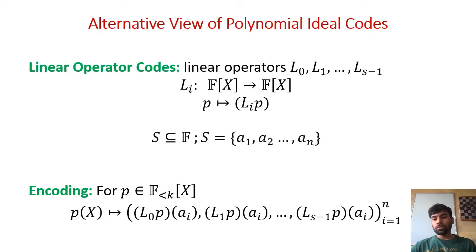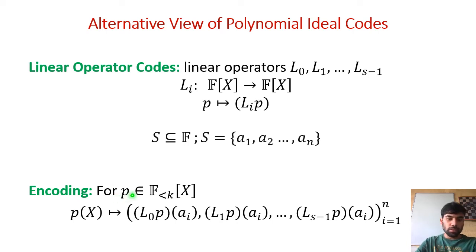Now we will present a different view of polynomial ideal codes, which is very helpful in abstracting out their list decoding properties. We will not go into how this view is helpful, but we will just try to understand why this nice linear-operator-like view of polynomial ideal codes exists. So let us say we are given a bunch of linear operators, s of them, and these are linear operators from the polynomial ring F[x] to the polynomial ring F[x]. It takes a polynomial p in F[x] and spits out another polynomial, and we are again given a set of evaluation points a1 to an.